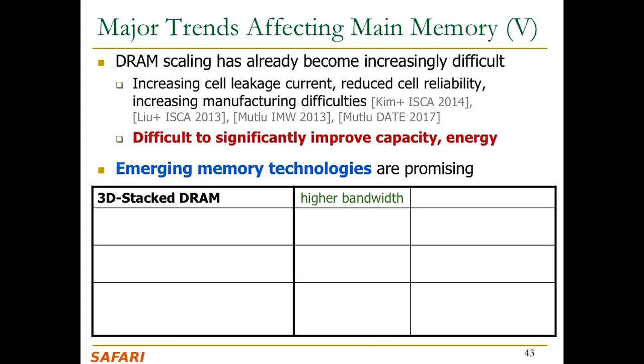Now, that's an engineering challenge to actually design this, but people have designed this. It comes at a higher cost, but it gives you higher bandwidth. There's a reduced latency DRAM, which we briefly talked about. Tiered latency DRAM, for example, is an example. It gives you lower latency.